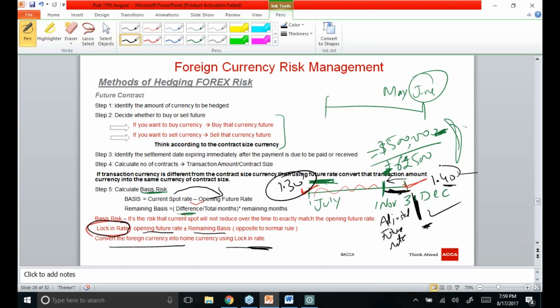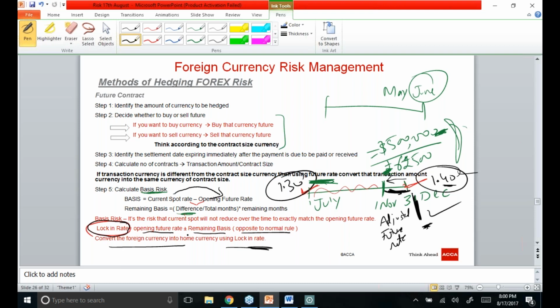If spot is 1.3 and future is 1.4, the trend is upward. In that case, what is opposite to the normal rule? You have to deduct. Let's suppose the trend is going downward, in that case, you have to add the remaining basis. That's how you're going to solve the future contract. You do not have to solve it completely by calculating gain or loss. Just calculate the lock-in rate in the exam and convert the transaction amount currency into the home currency using the lock-in rate.